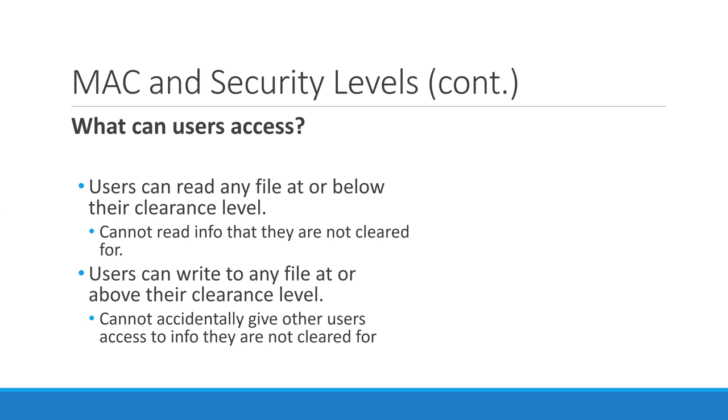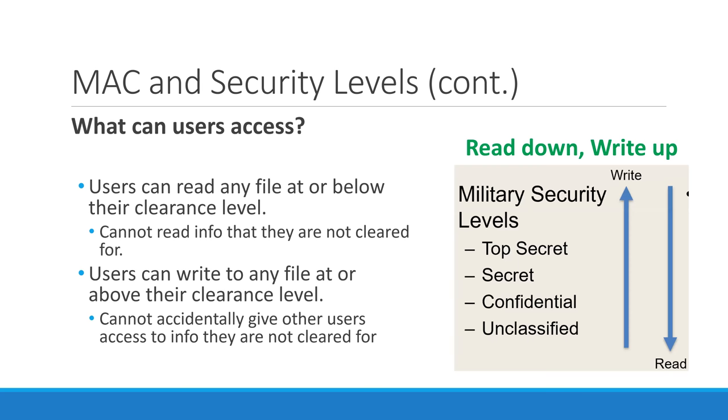Users in this type of system will be able to write to any file above or at their clearance level. So users will be able to write to files that they can't read using this model, because we saw that you cannot read above your security clearance level, but you can write above it. Users are not allowed to write below their security clearance level because they wouldn't want classified information getting out to people who are not cleared to read it. With that, we have this concept of read down, write up. This is just a good way to remember what type of files certain users will be able to access in the system.